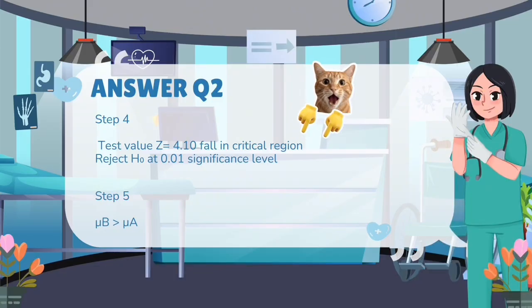In conclusion, there is strong statistical evidence to support that drug B is more effective than drug A, or simply put, mu B is greater than mu A.